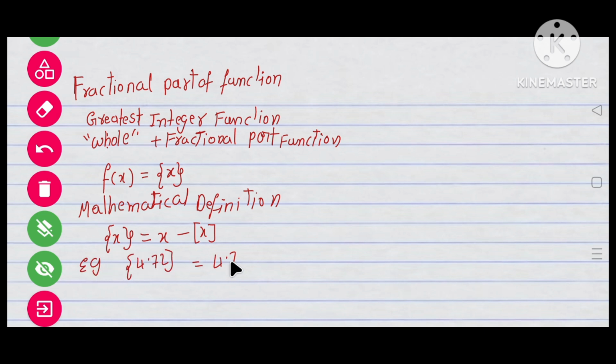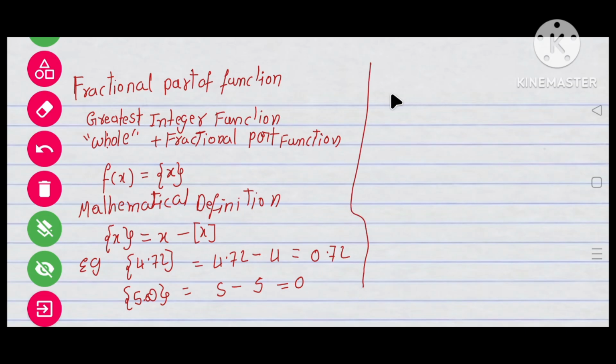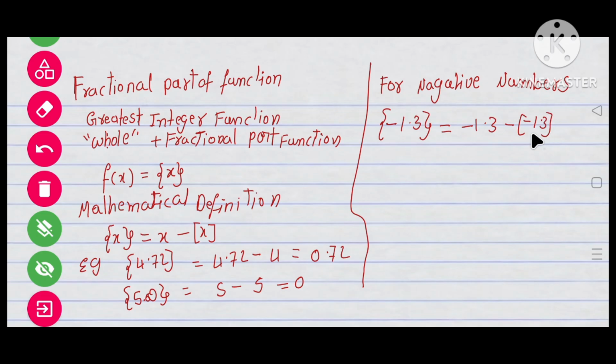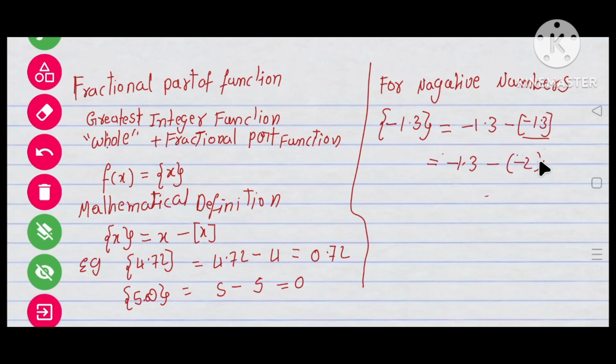So for example, the fractional part of 4.72 is 4.72 minus step of 4.72, which is 4.72 minus 4, that is equal to 0.72. The fractional part of 5.00 is 5 minus 5, that is equal to 0. Let's do it for a negative value. The fractional part of minus 1.3 is equal to minus 1.3 minus step of minus 1.3. Step of minus 1.3 is minus 2, so the fractional part of minus 1.3 is minus 1.3 minus of minus 2, which is equal to 0.7.